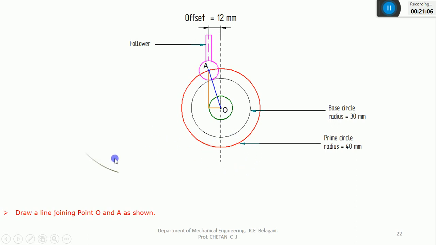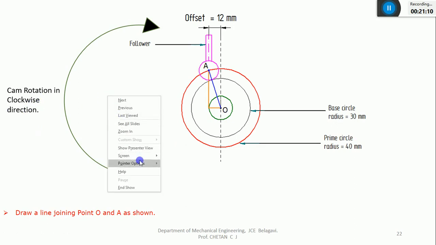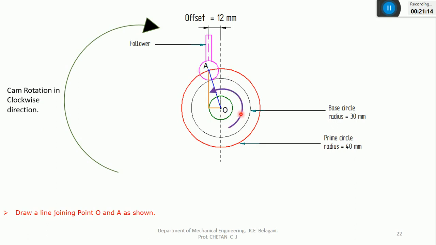And before that I'll check what is the rotation of the cam. It is clockwise. It is clearly mentioned in the problem. That's why I'll indicate all the angles in a counterclockwise direction, opposite to the cam rotation, like this. And I'll keep the protractor on this OA line. It means the reference line or the 0 degree of the protractor has to be in line with this blue color line, because I want OA as the reference line, the initial point.